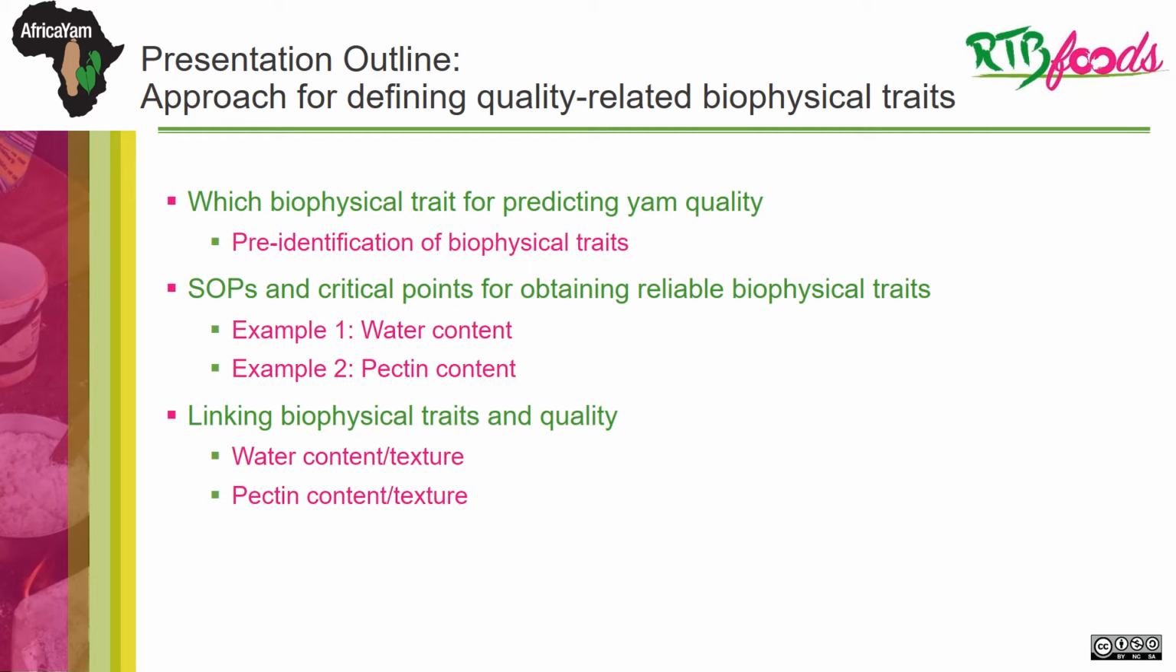And so I will give two examples to illustrate this approach. These two examples are water content and pectin content, and I will give you some examples of how to establish the standard operating procedure for determining water content and pectin content, how to see which are the critical points of these procedures to obtain reliable biophysical analysis, and how to establish a link between these biophysical traits and quality, and in this case the quality will be texture analysis.